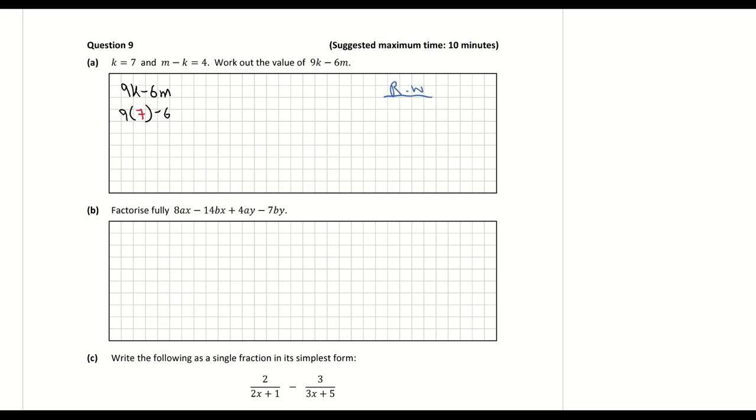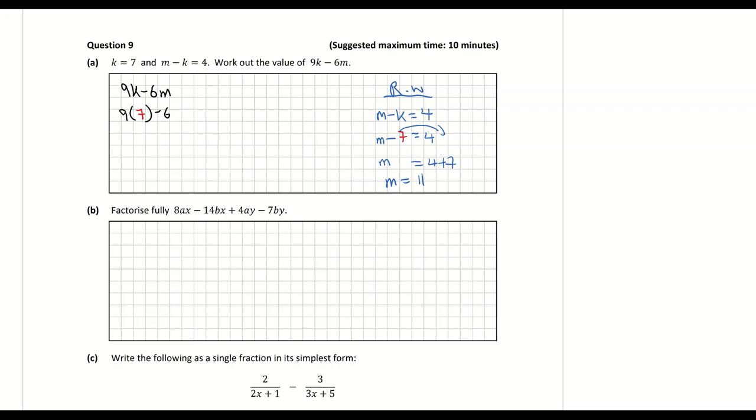I know that m minus k is equal to 4, and we know the value of k, so I'm going to go m minus 7, substituting in my value for k, and letting that equal 4. I'm then going to add 7 to both sides, or move over that 7, so that becomes 4 plus 7. That tells me that the value of m on its own is 11. So I'm going to take that 11 and sub it in for m.